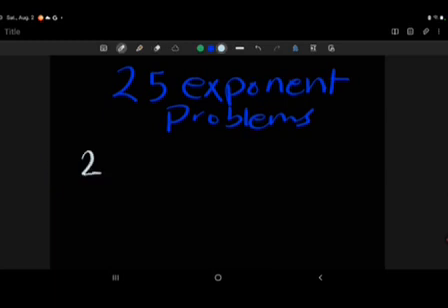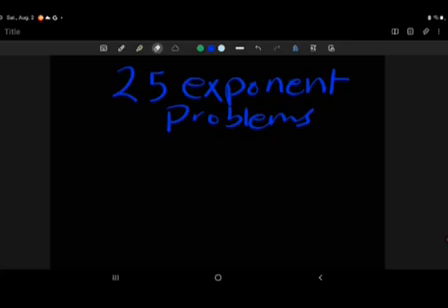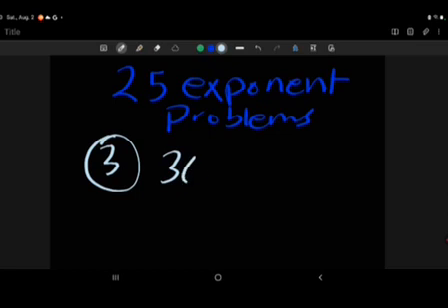So problem number 2 then, how about 3.5 raised to the 0th power? It equals what? Okay, I'll give you a chance, and then it equals 1. So anything again raised to the 0th power is 1. Let's say we take a large number, how about 360 raised to the 0th power? What is that going to be equal to? Of course, the answer is also 1.